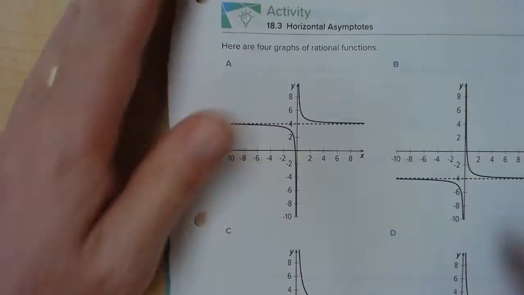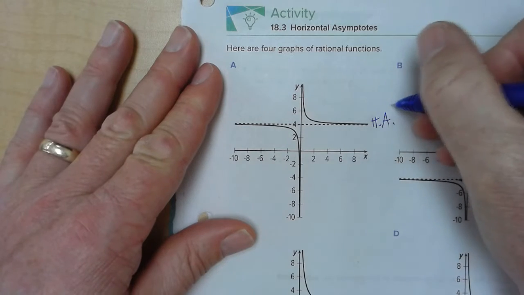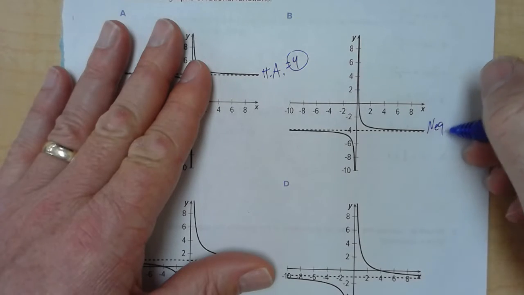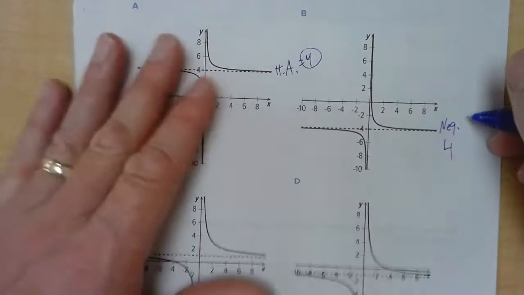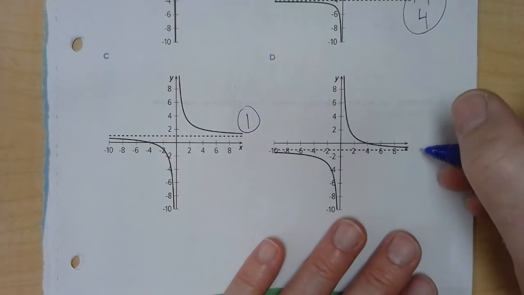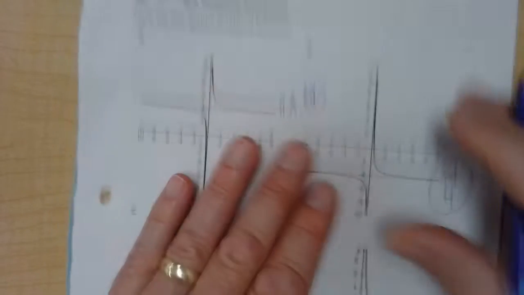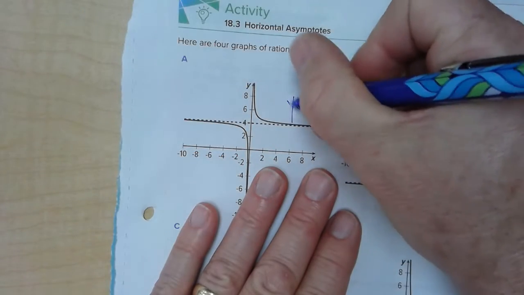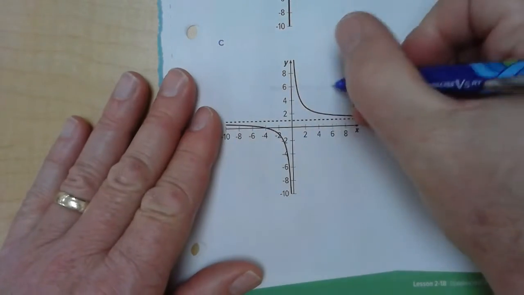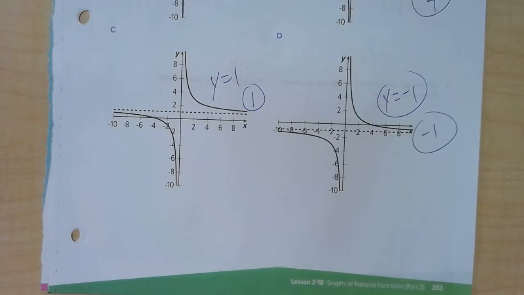So now we can look here and say, okay, there's a horizontal asymptote at 4. This one's at -4. And then this one is at 1. And then this one is at -1. So these are where the horizontal asymptotes are, and it's a y equals situation because it's a horizontal line. So y equals 4, y equals -4. Down here, y equals 1, and y equals -1.